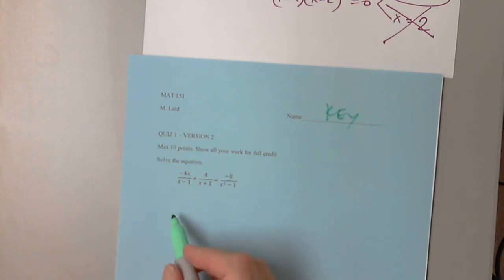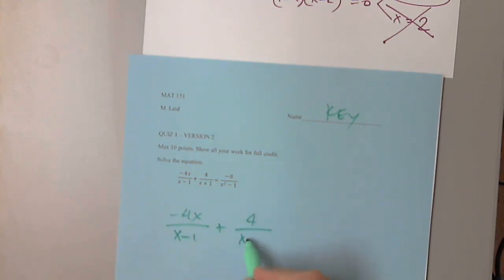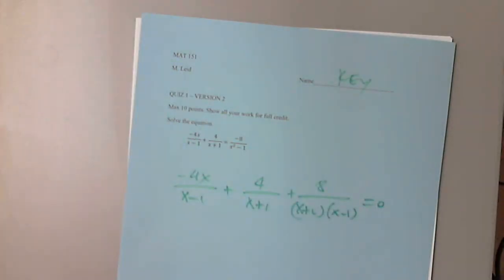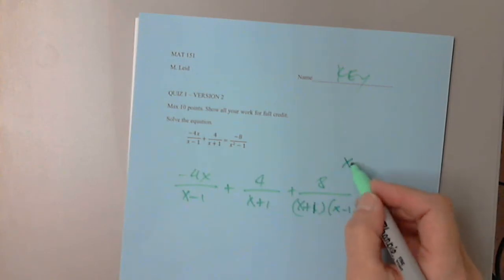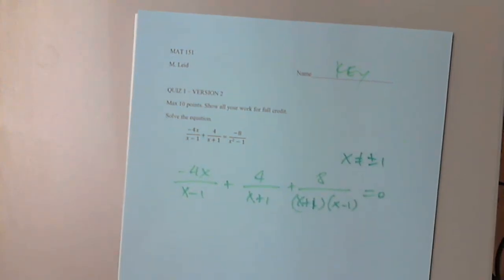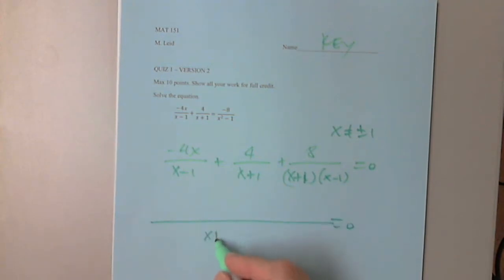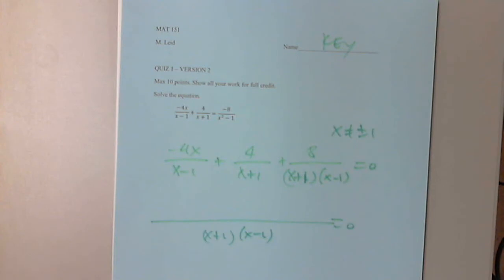Okay, so negative 4x over x minus 1 plus 4 over x plus 1 plus 8 over x plus 1, x minus 1 equals 0. Any questions so far? Restrictions, of course, not plus or minus 1. The least common denominator, x plus 1, x minus 1. And we need adjustments.